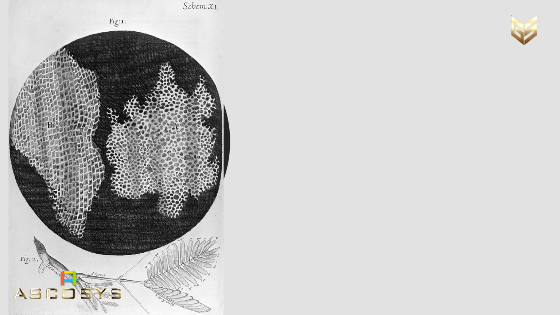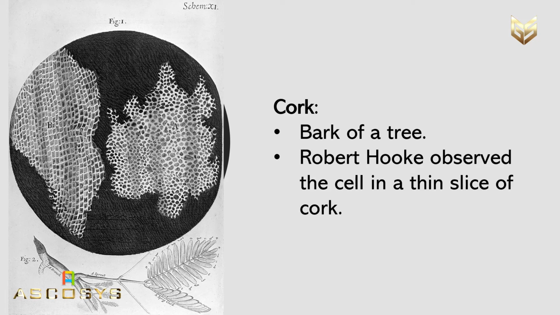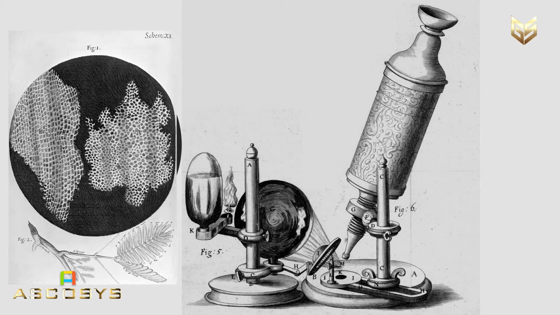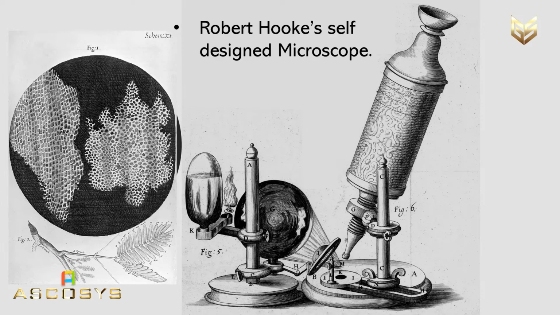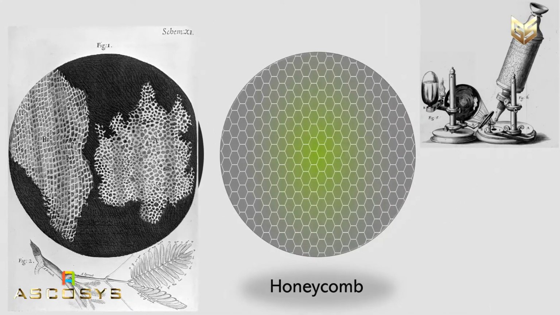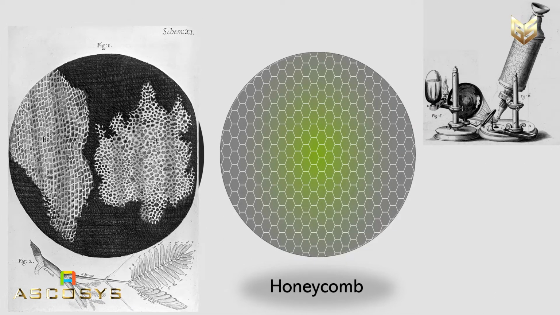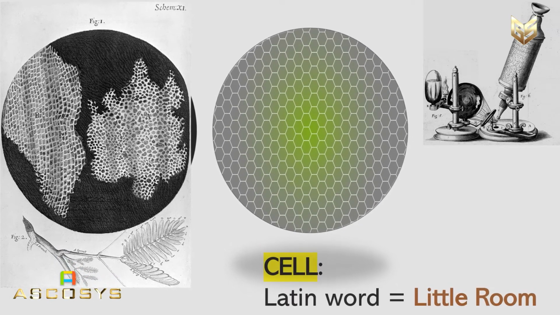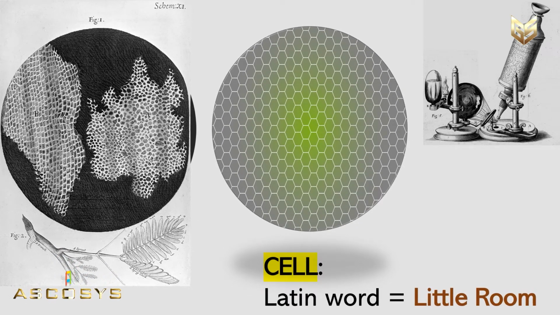Now what do you mean by cork? Cork is the bark of a tree. He observed that cork in his self-designed microscope, and there he observed that those corks resembled the structure of a honeycomb, and from there comes the word cell. So cell is a Latin word which means the little room.